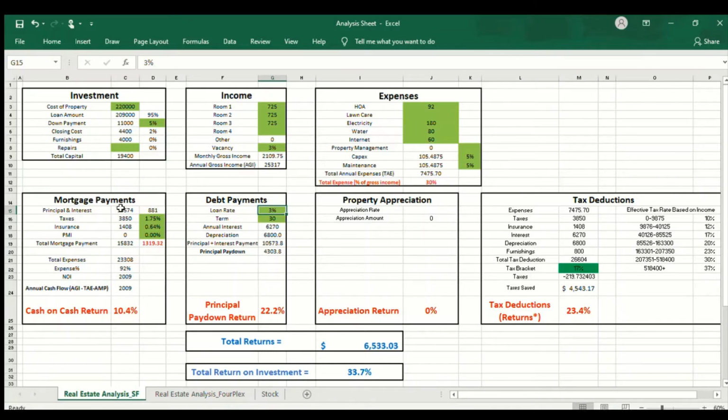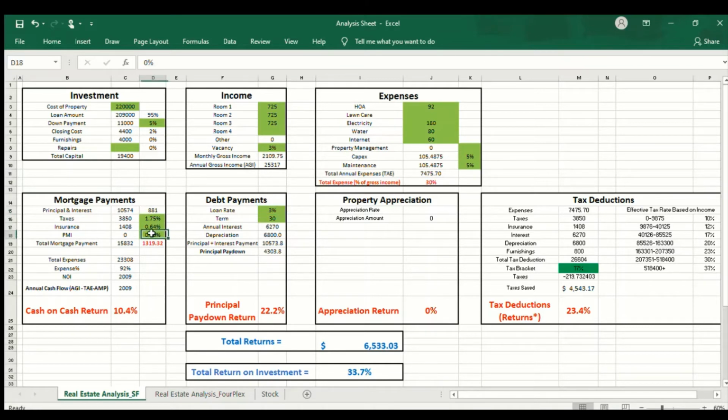When I put that in here, you can see the principal and interest on an annual basis is about $10,600. On a monthly basis, it is $881. Now, in addition to the principal and interest, there are other fees that you have to pay to the bank every month, and it's considered escrow. That escrow consists of taxes, insurance, and PMI. The taxes and insurance are typical numbers in the Charleston area. This could vary from city to city or from state to state.